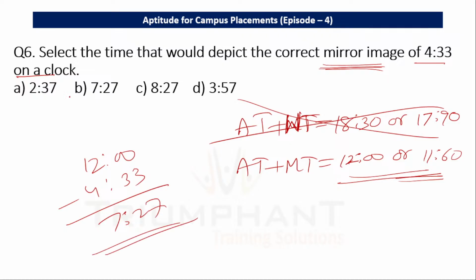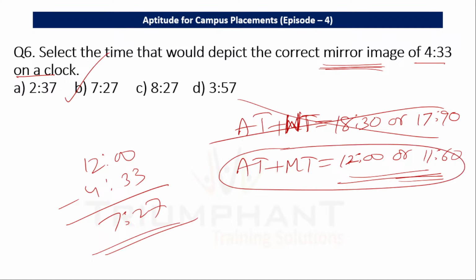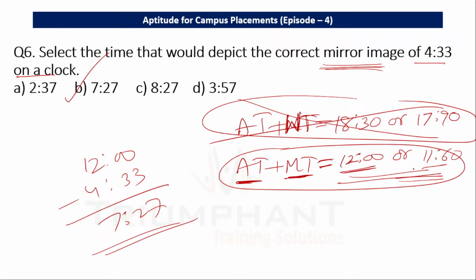727. So it is option B. Those who know these techniques will definitely get the answer in just 5-10 seconds. So you should know the concept. What is the concept? Actual time plus mirror time sum is always 12 or 11:60. As I am given the actual time 4:33, how much should I add to 4:33 to make it 12? 727. So that is answer option B.